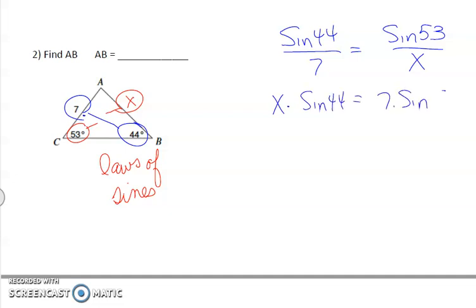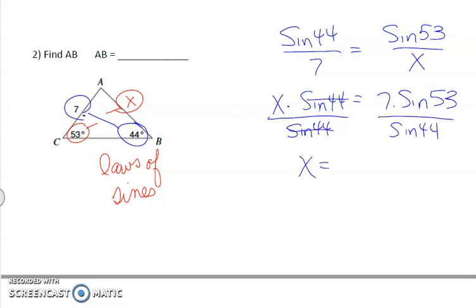As I talked about in class, how many of you like to work in fractions? Basically all of you said no, and so the way to eliminate the fractions here is to cross multiply. And then to be able to find the value of x, we divide both sides by the sine of 44 degrees to get x by itself.